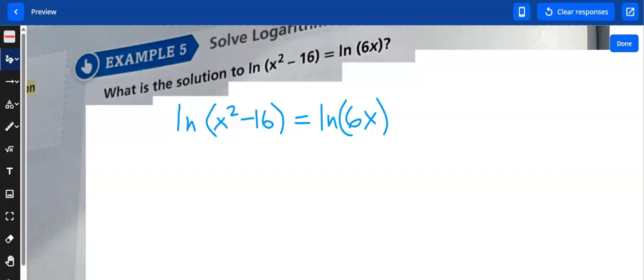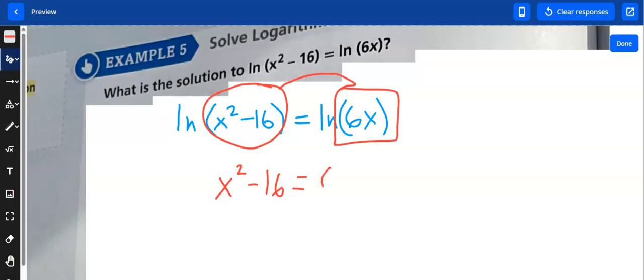Do you know what to do with this? Well, let me ask you this question. If the left side equals the right side, now don't say divide by the natural logs, but I do understand what you're getting at. Can we ignore the logarithms and just write one equation that only compares the arguments? Can you tell me what x squared minus 16 equals? What does x squared minus 16 have to be? Doesn't it have to be 6x?